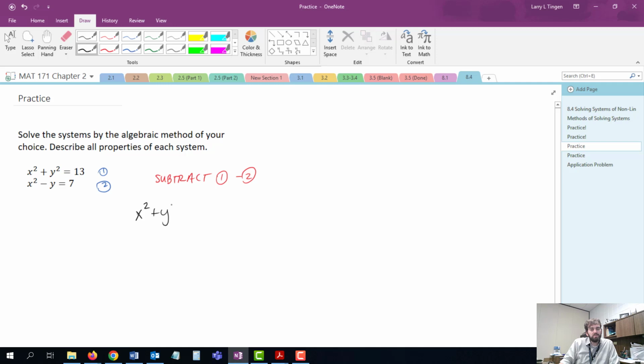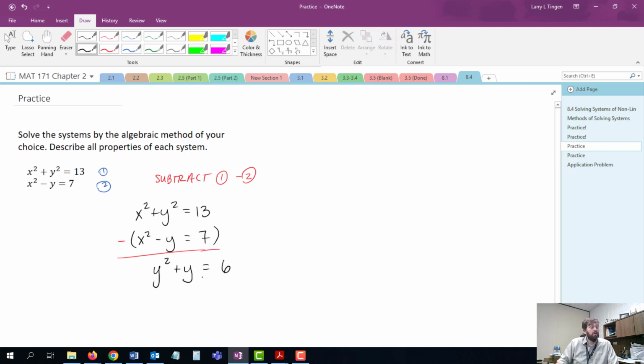X squared plus y squared is equal to 13. X squared minus y is equal to 7. And then I subtract that. Remember that subtraction has to get distributed. So x squared minus x squared is 0. Y squared minus negative y becomes y squared plus y. And then on the right, 13 minus 7 is equal to 6.